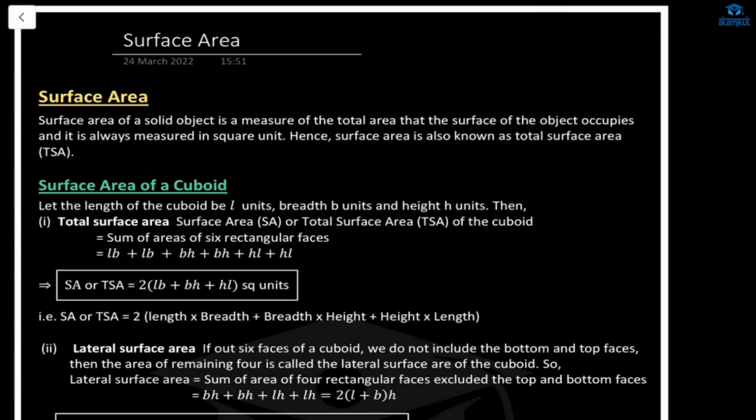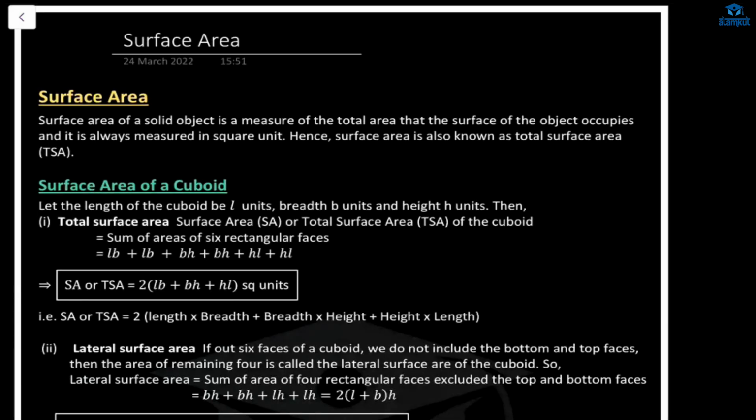Now when we're talking about surface area, there are 2 types you will see: one is TSA, total surface area, and one is LSA, lateral surface area. What is the difference between total surface area and lateral surface area? Total surface area means you find the surface area of all the faces. In a cuboid you have 6 faces, so you find the area of all 6 faces. That is the complete surface area, called the total surface area.